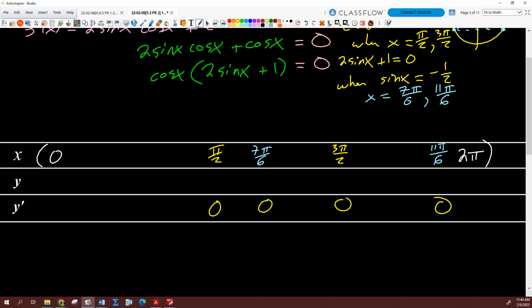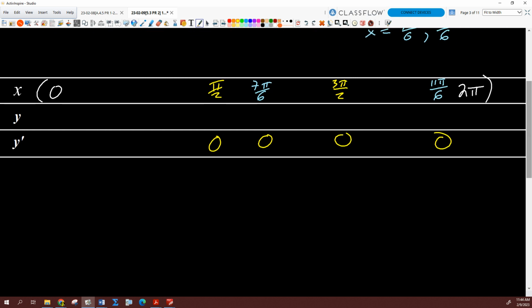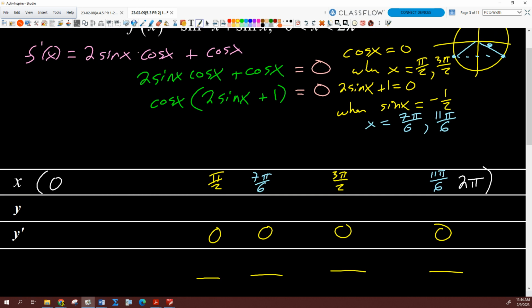So those are places where I know that we're going to have horizontal tangents to the curve, right? We just need to know what's going on there. So this is where we'd have to apply the first derivative test. So how are we going to figure out what's going on at pi halves? We're using the first derivative test. How do I apply the first derivative test?